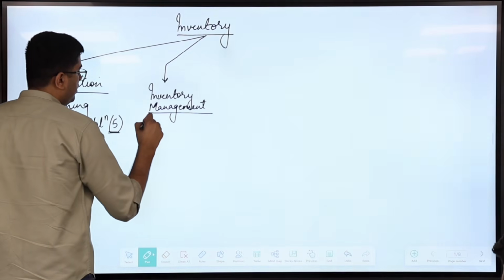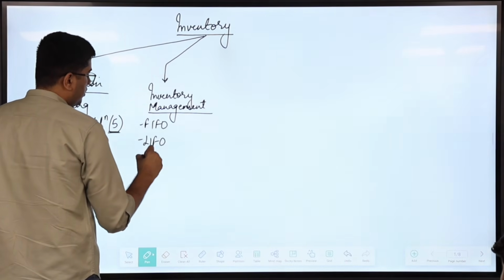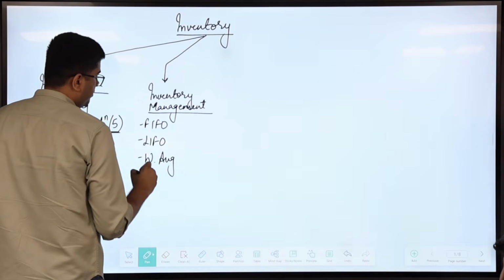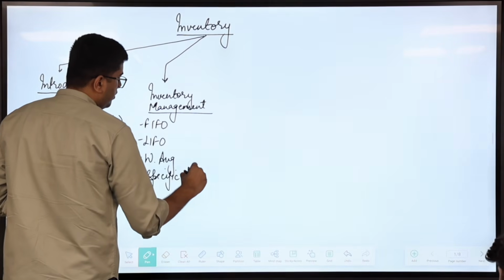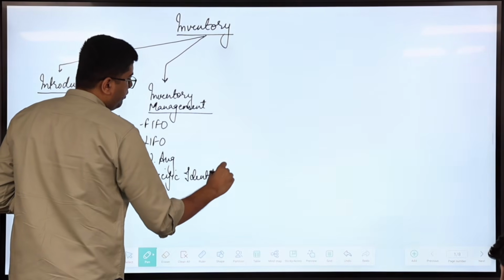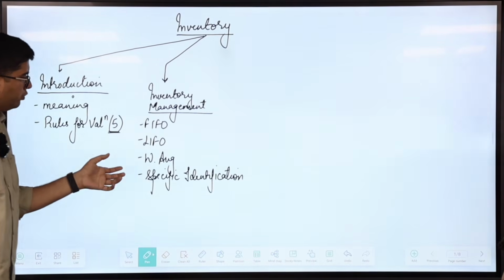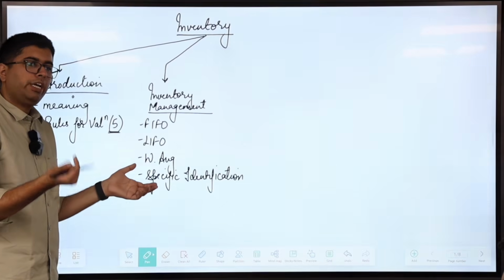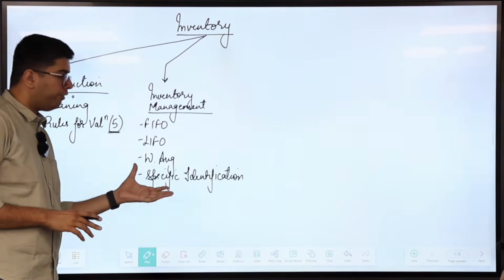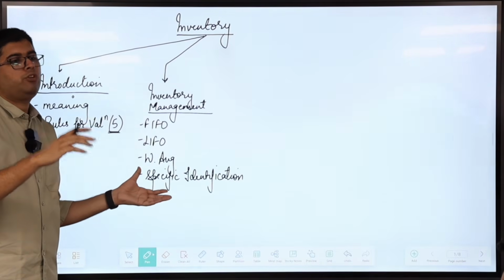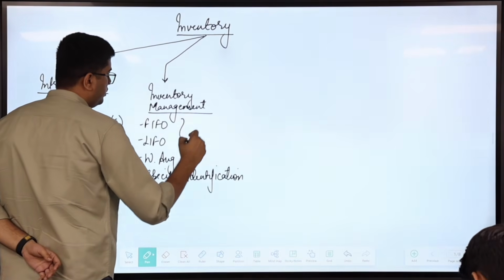For inventory management, we have FIFO method, LIFO, weighted average, and specific identification. Specific identification is not really highlighted in your syllabus, but just for knowledge purposes, it is used in jewelry business or any other business which has unique items, where you have a lot of goods in stock, but each product is unique. So you'll have to identify which units are in stock, and each of them will have their own value to be calculated. Then we have FIFO, LIFO, weighted average.